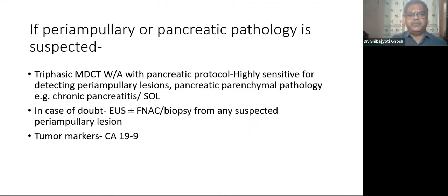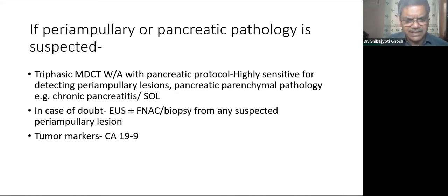Now, if periampullary or pancreatic pathology is suspected, then obviously triphasic MD-CT would be the investigation of choice. And even if you have some doubts regarding the pathology, EUS, plus or minus fine needle biopsy from any suspected lesions, can be helpful.